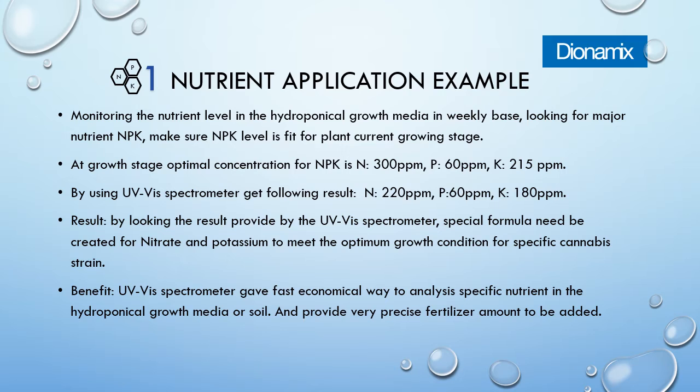In this example, we monitored the nutrient level in hydroponic growth media on a weekly basis. During the growth stage, industry recommends the concentration level of N, P, and K is 300 parts per million, 60 parts per million, and 215 parts per million respectively. Using the UV Vis spectrometer, we obtained the following results in our experiment: 220 parts per million, 60 parts per million, and 180 parts per million.